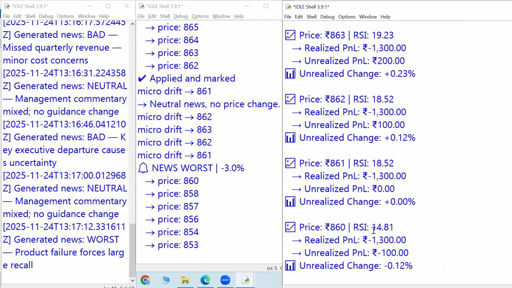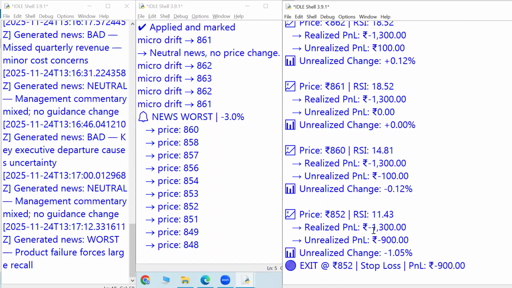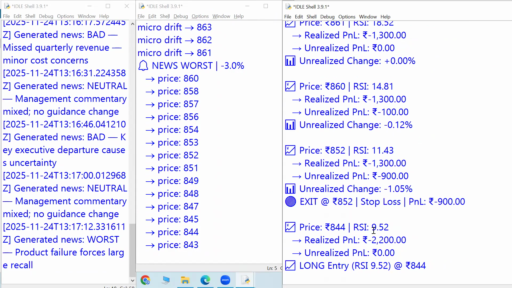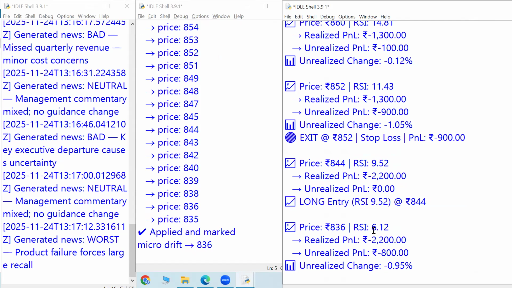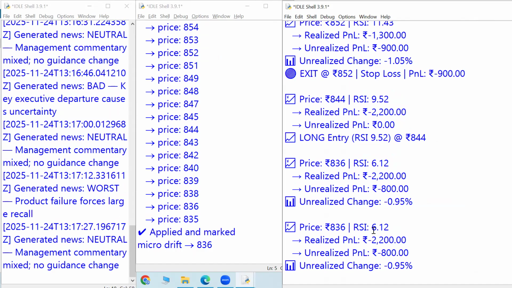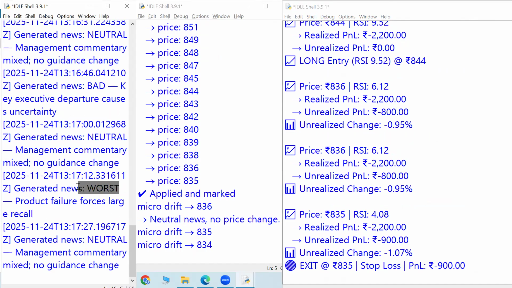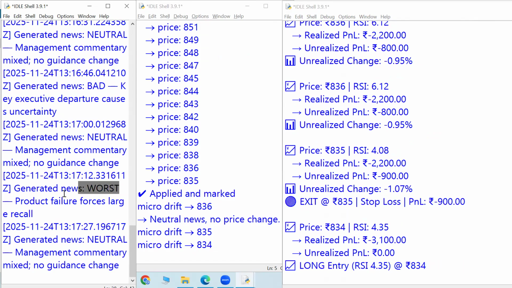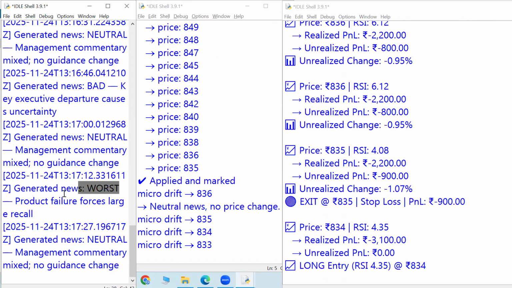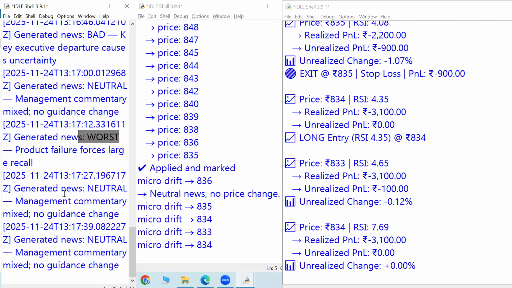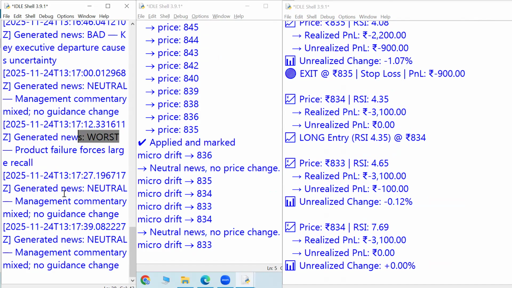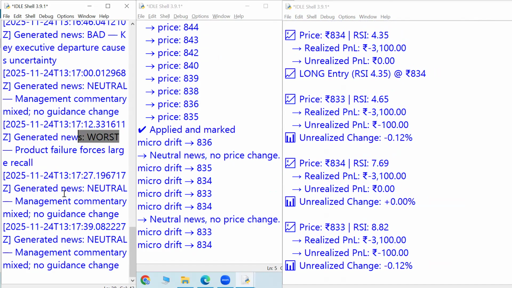Okay, now we are going to book one more stop loss here. See, we exited the position. The RSI is too oversold, but continuous negative sentiments are coming. Okay, we got one more long position. Okay, we are in a loss of 3100. Three stop losses were triggered because continuous negative news is coming.